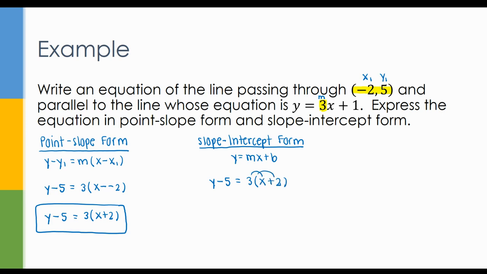So I'm going to have to distribute the 3. So that'll give me 3x plus 6. And then I'll add the 5 to get the y by itself. So y equals 3x plus 11. There's my slope-intercept form.